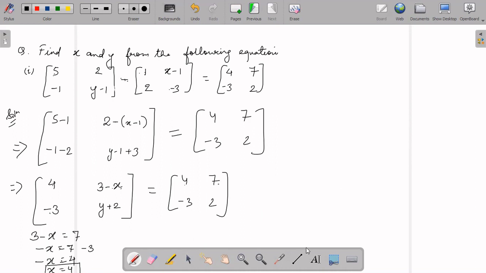X is 4. And how do we solve this? X is minus 4 because ये minus उधर चला जाएगा. X is minus 4. So x आ गया हमारा minus 4, right?